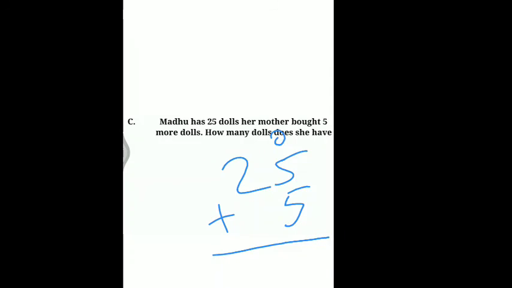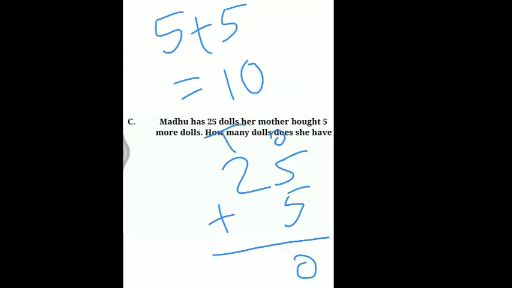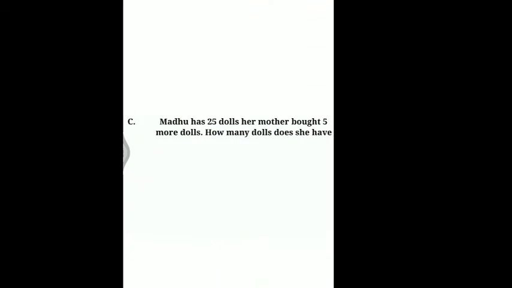This is the ones place and this is the tens place. Now 5 plus 5. 5 is in your mind. Take 5 fingers. 6, 7, 8, 9, 10. Now 0 is here and 1 is carried forward to the tens place column. Now 1 plus 2 is 3. 30. Okay. Madhu has a total of 30 dolls.